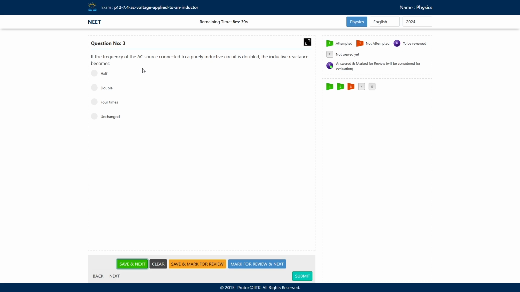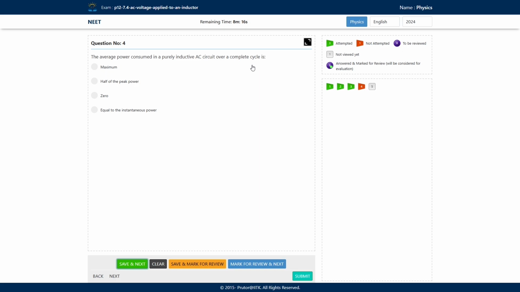If the frequency of the AC source connected to a purely inductive circuit is doubled, the inductive reactance becomes? It depends on frequency. It is directly proportional to frequency. If frequency is doubled, what is the effect on inductive reactance? It will become half, double, 4 times, or unchanged. Yes, double.